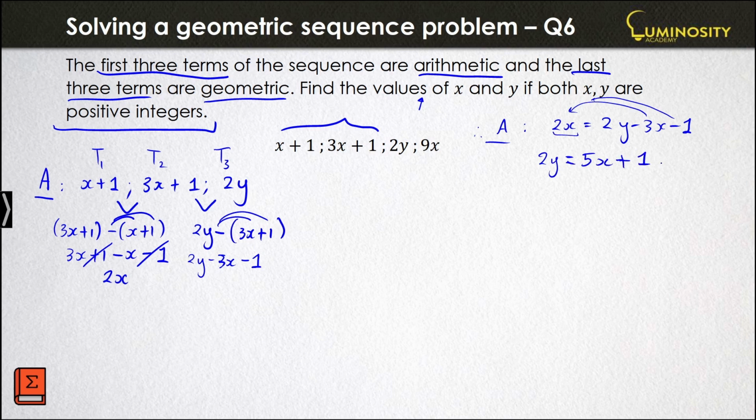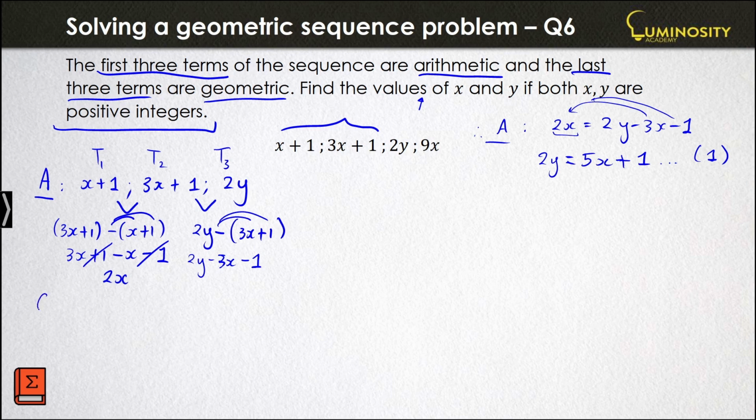I'm just going to leave it like this for now. I'm going to call this equation 1: 2y equals 5x plus 1. Normally, we would divide by 2 just to get y by itself, but there's a special reason I'm going to leave it as 2y, and we're going to see why when we look at the next equation.